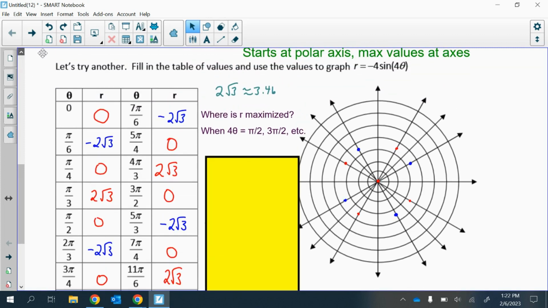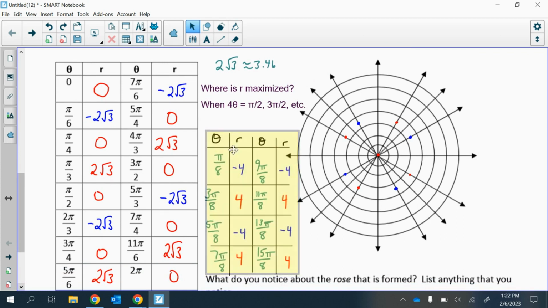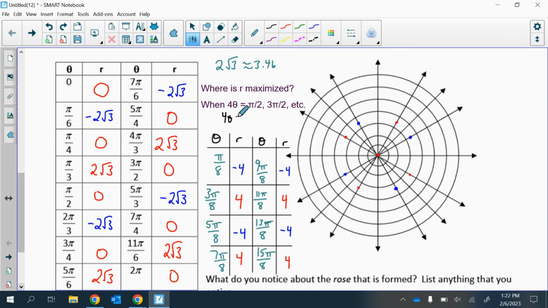So that's going to be when the inside is equal to pi halves or 3 pi halves and so on, because sine of pi halves is 1 and sine of 3 pi halves is negative 1. If I want to figure out where this is maximized, I have to figure out what theta is. So 4 theta equals pi halves means that theta has to be pi over 8. So I have all of these values that I should probably plot on my graph. At pi eighths, I'm going to have a maximum at negative 4. So I should be down here.